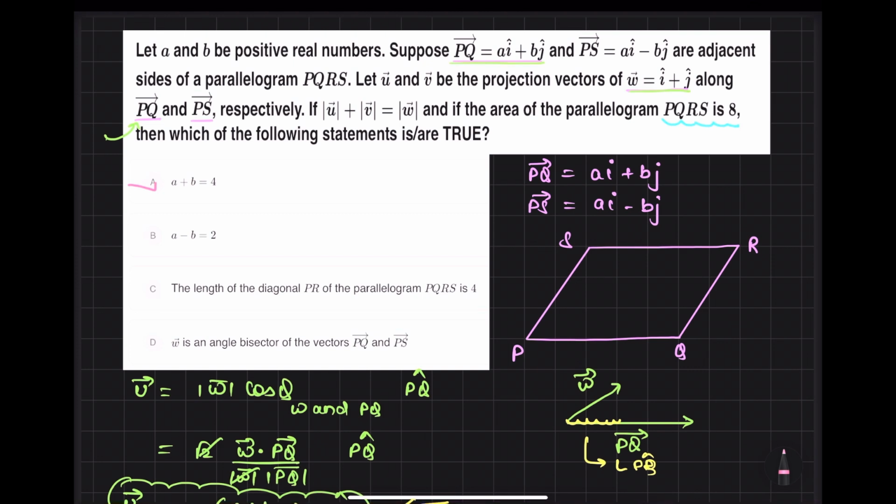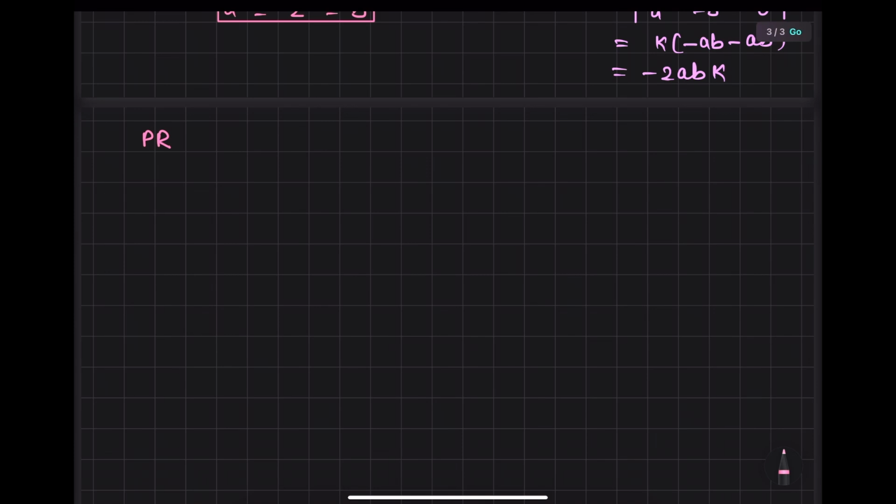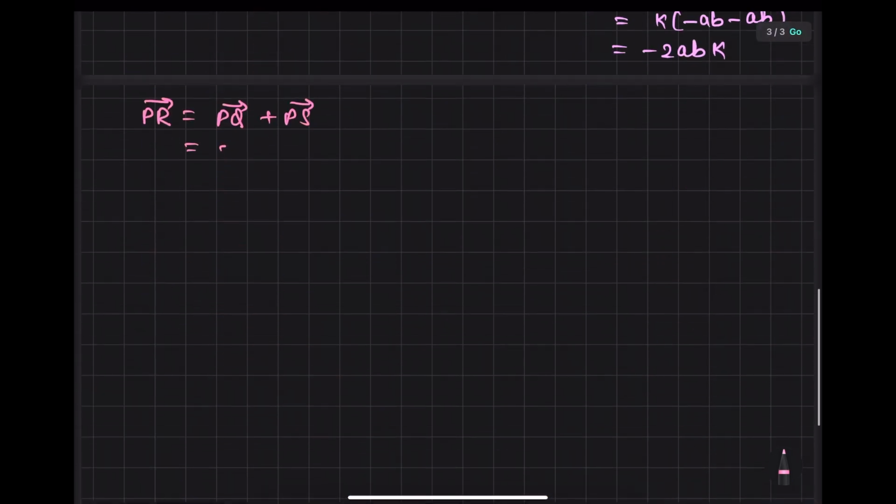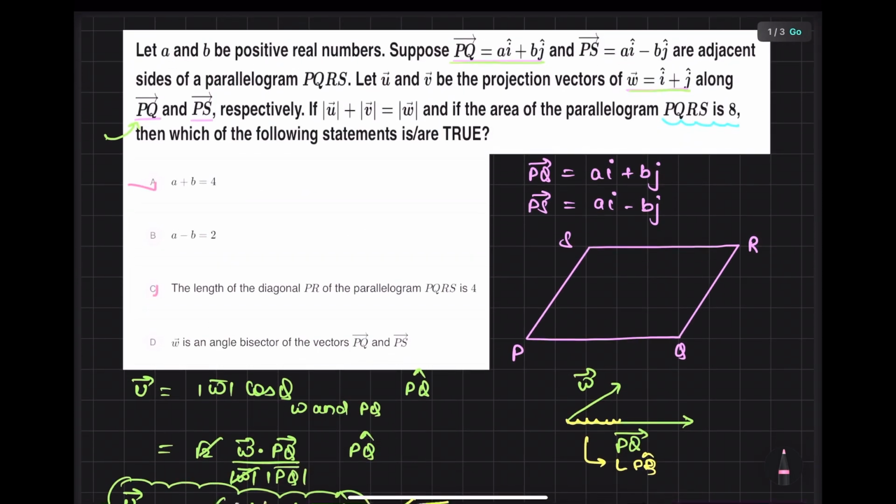Option B is wrong because it should be 0. The length of the diagonal PR is 4. So if I ask you to find PR, what will you do? The value of PR, I'll use it in here. Otherwise, when I share notes, you will struggle. So PR is what? PQ vector plus PS vector. So PQ plus PS will become 2 times a i, and the value of a is 2. So 4i, and the magnitude is 4. This means option C is correct.